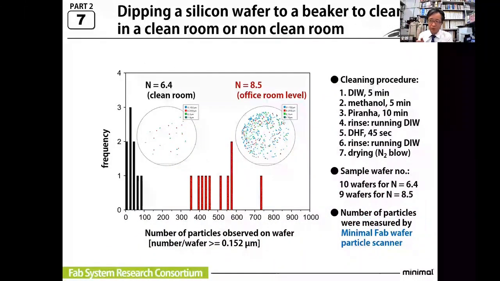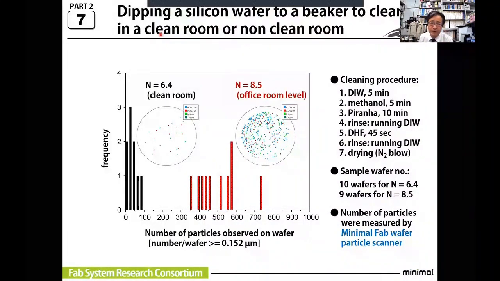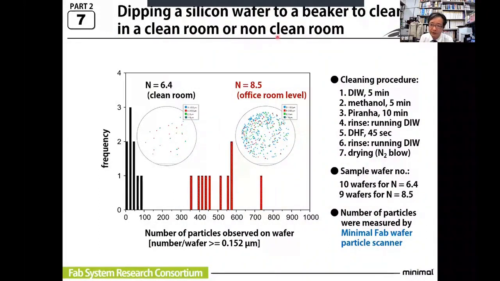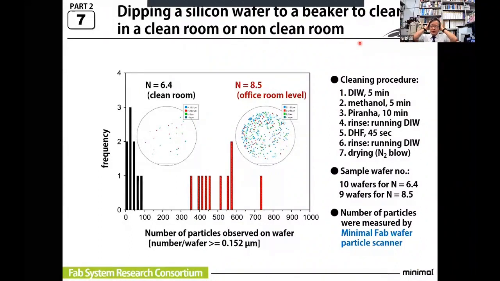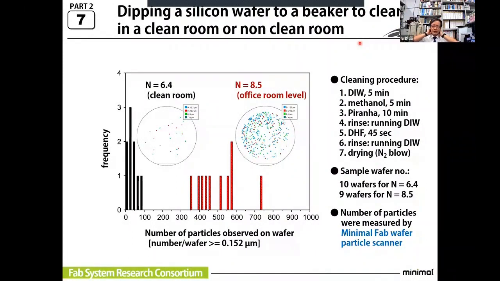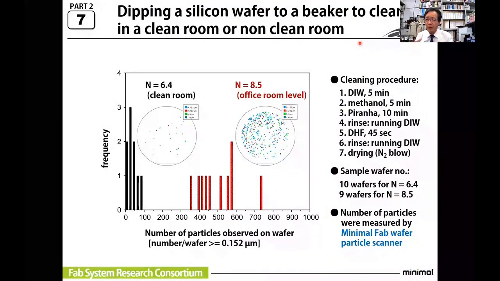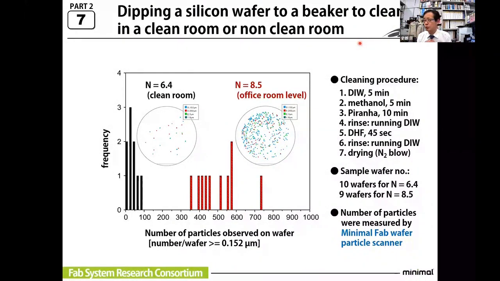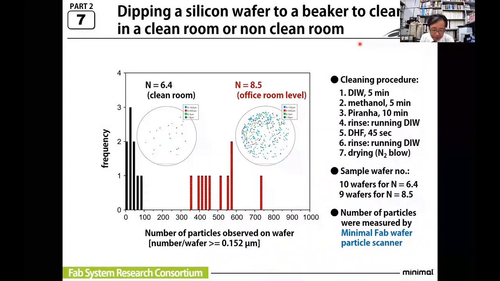Liquid process is very important for particles. So there is another experiment to dip the silicon wafer into a beaker to clean in a clean room or a non-clean room. It is a very interesting experiment that people can't do, because you have to control the cleanliness of the clean room, and after that you don't care about particle number on the wafer. It is a very sophisticated experiment, but we can do that because we can use a minimal fab with technology of local clean technology.